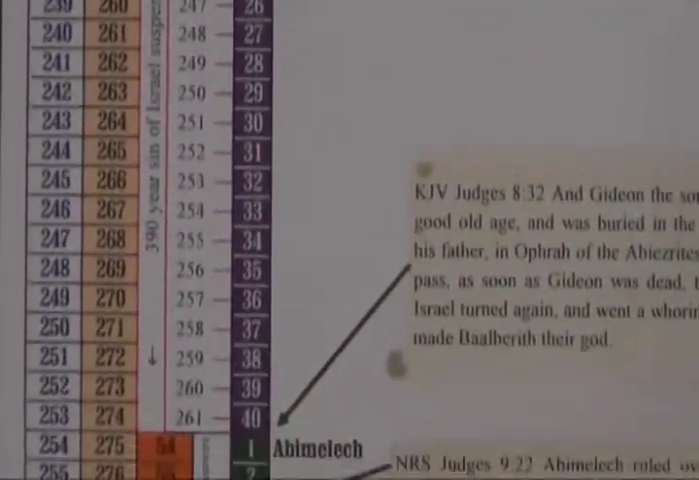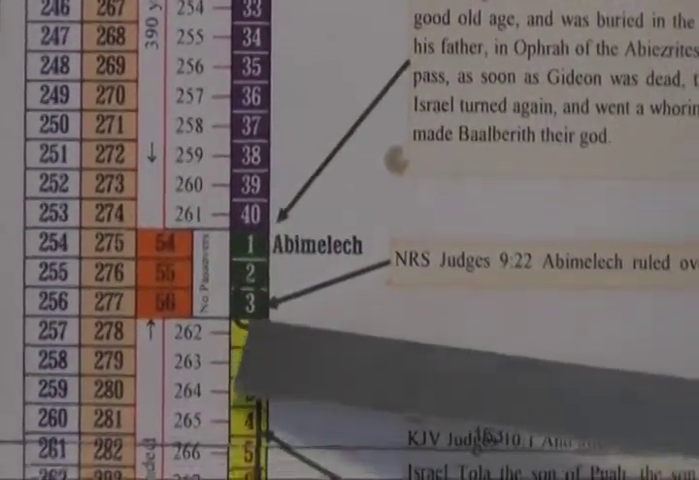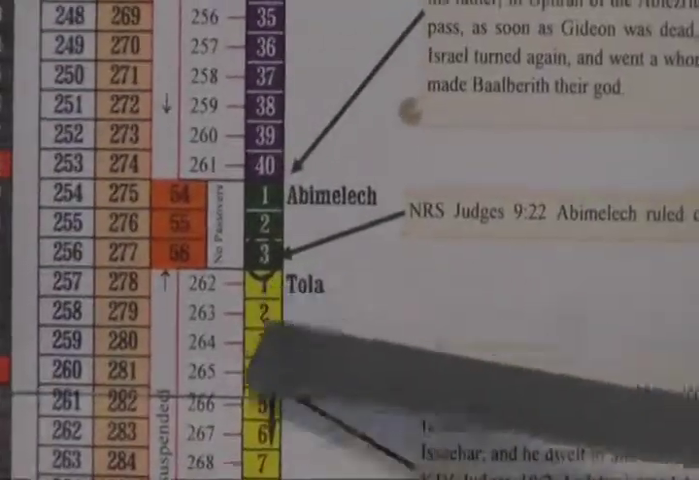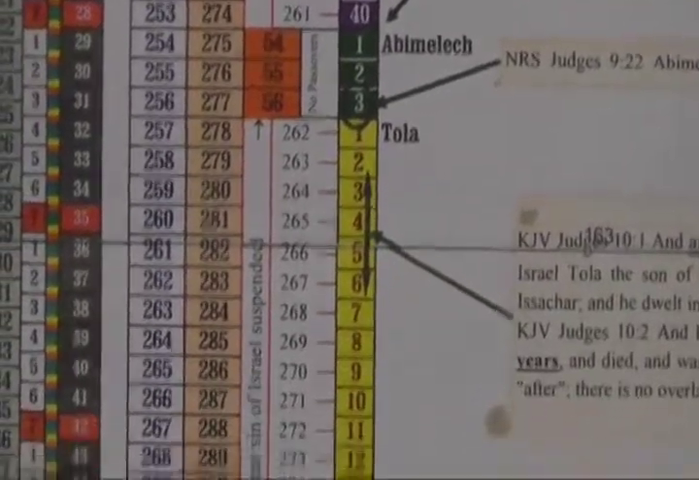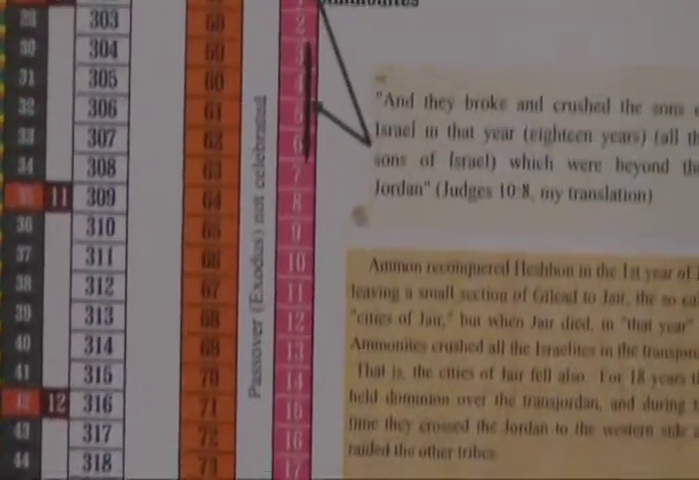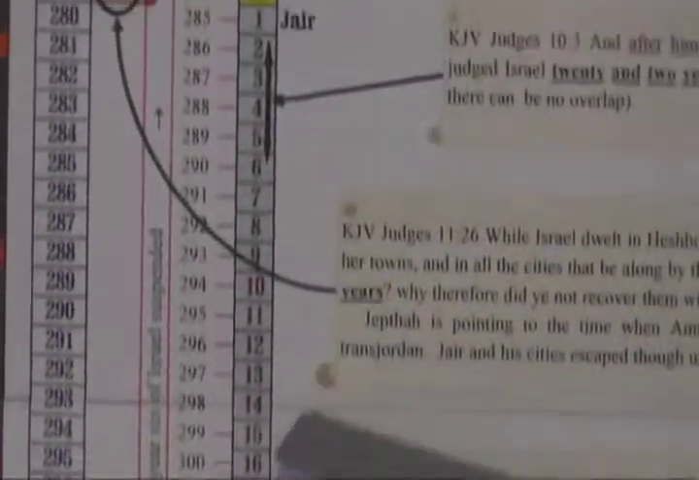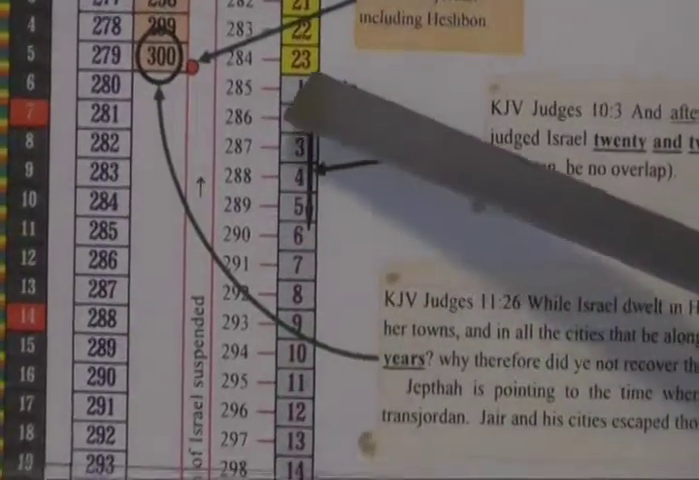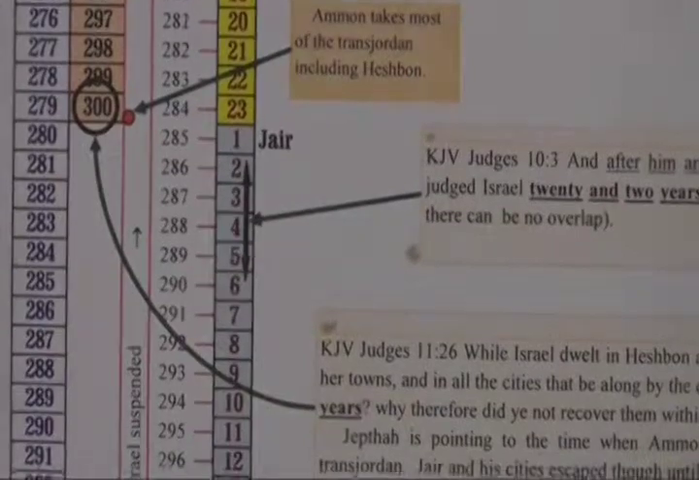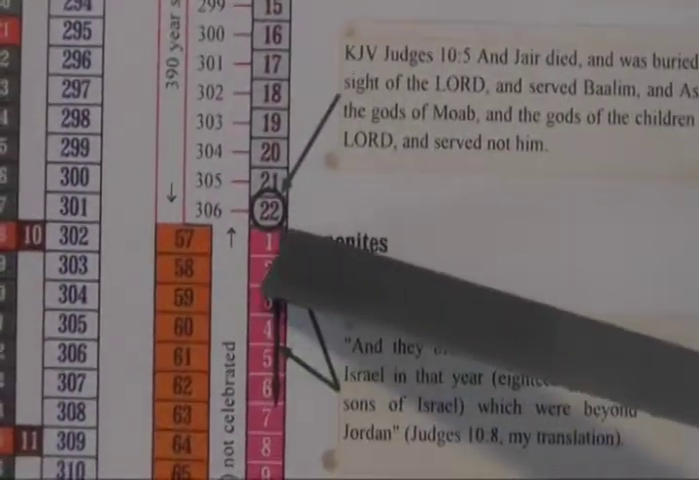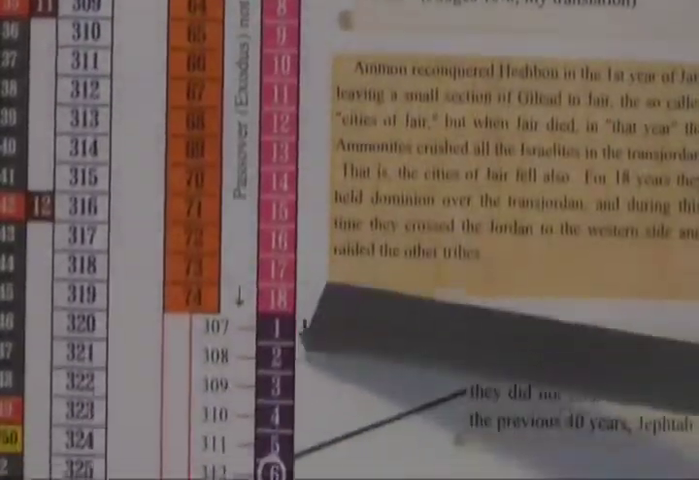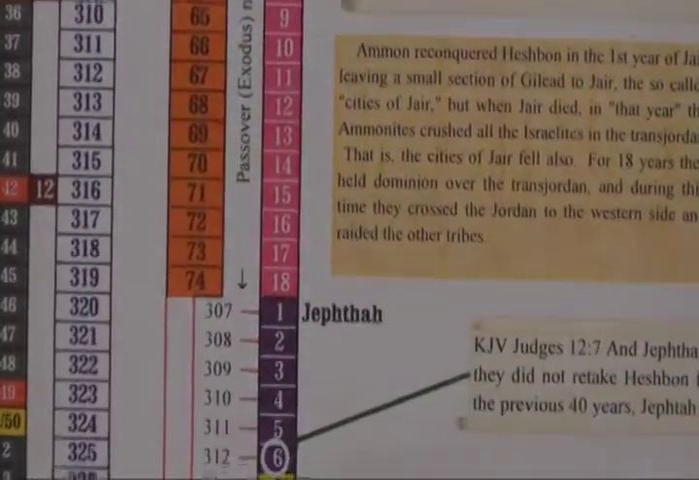We get a usurper named Abimelech that oppressed Israel for 3 years, and then they were delivered by the judge Tola, okay, for 23 years. And then Jair rose up in the Transjordan and delivered his department of the area of the Transjordan for 22 years. And then the Ammonites crossed the Jordan and took all of Israel for 18 years, okay, and they were delivered by the judge Jephthah.